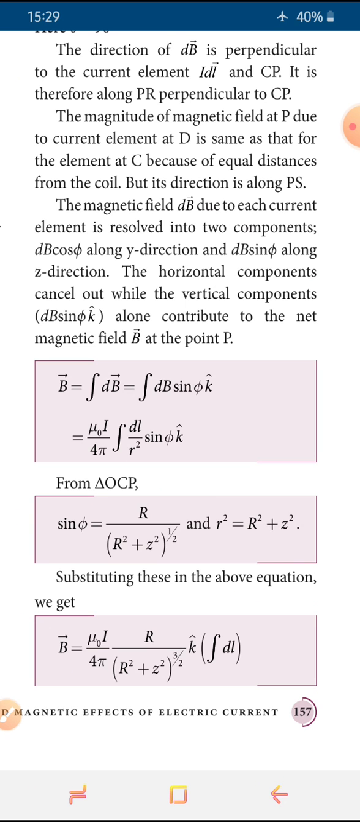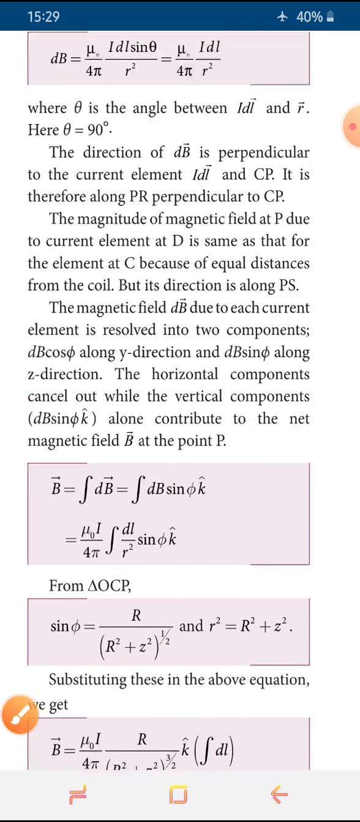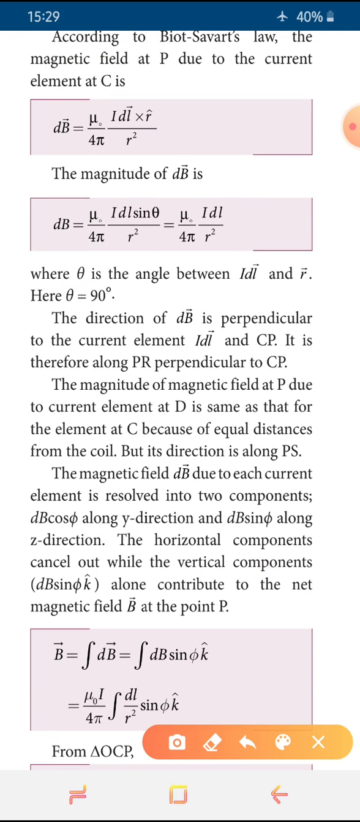B vector is equal to integration of dB vector. Cos phi is cancelled here, so only dB sin phi, acting along the z axis, remains as the resultant. Then we can take it as k cap. Then mu naught I divided by 4 pi, integration dl divided by r square, sin phi, into k cap. We are substituting the dB value from the previous equation into this derivation. So mu naught I divided by 4 pi integration dl by r square sin phi k cap.